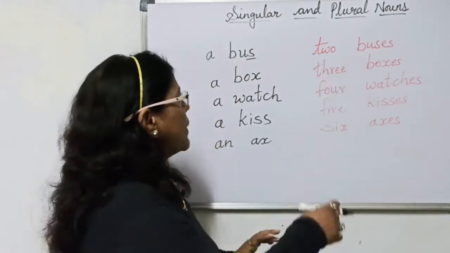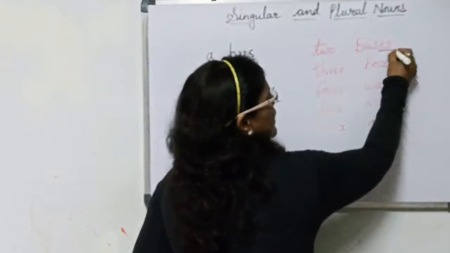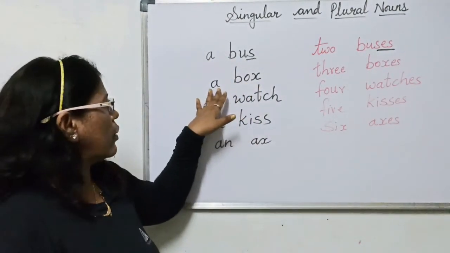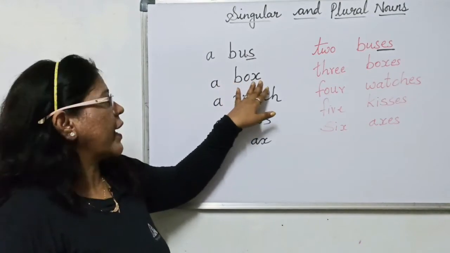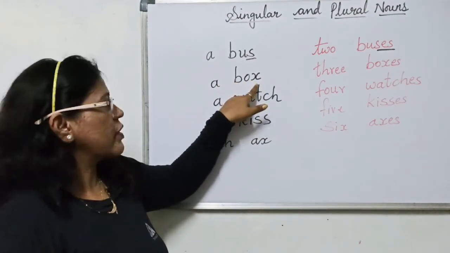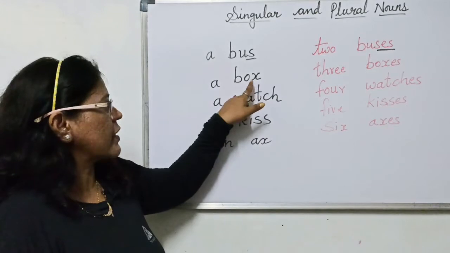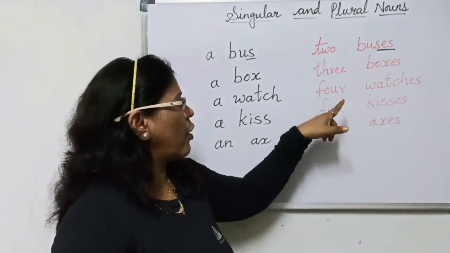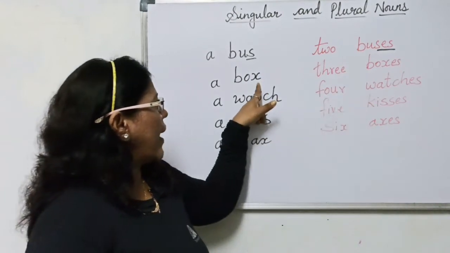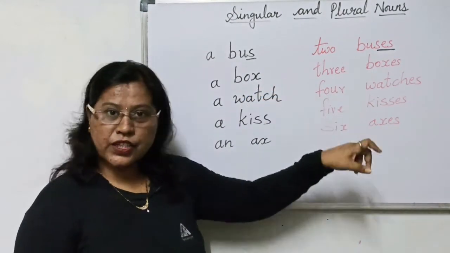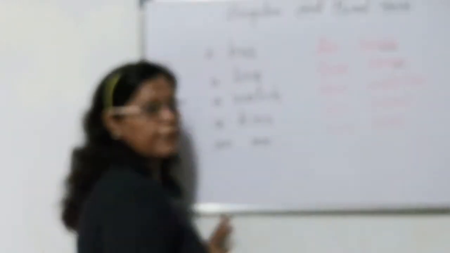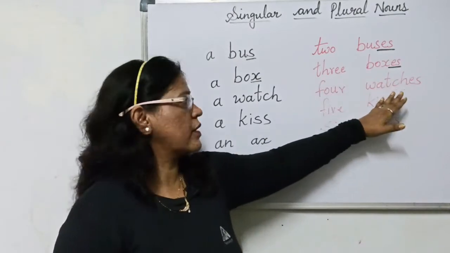So two buses, bus-es, okay, got it, es. Now here a box, okay, a box. So the last letter of this word is x, okay, x. And again when you wanted to change box into plural form, okay, three boxes. Now x, and when you wanted to change it into a plural form, you have to add es there, okay. So boxes, okay.